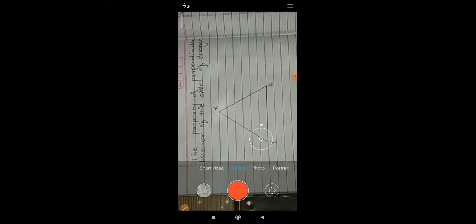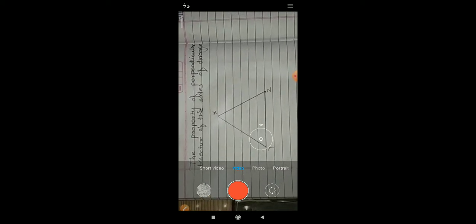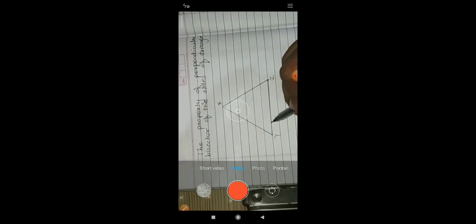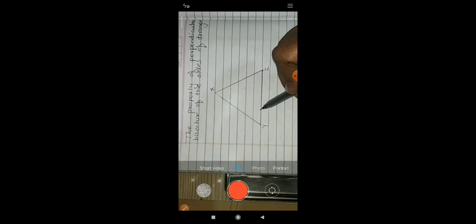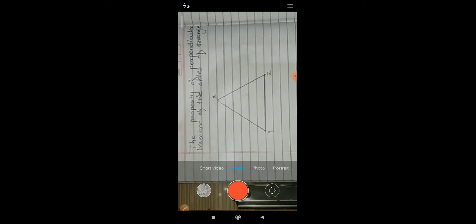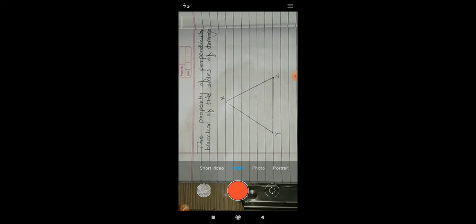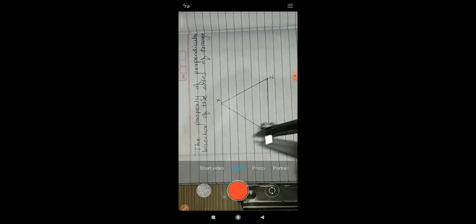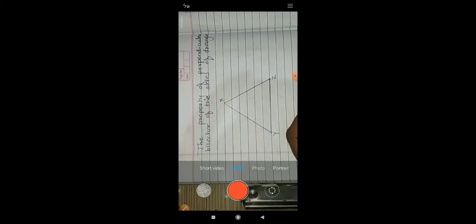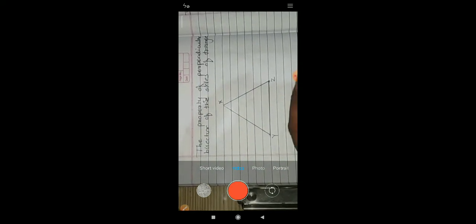Now we have to draw the perpendicular bisectors. One thing you have to keep in mind: angle bisectors mean we have to draw the angle bisector, and the perpendicular bisector is for the sides of a triangle. So first of all, we have to adjust the metal point of the compass and the pencil's nose at equal distance. Okay, and now we will start to draw the perpendicular bisector.